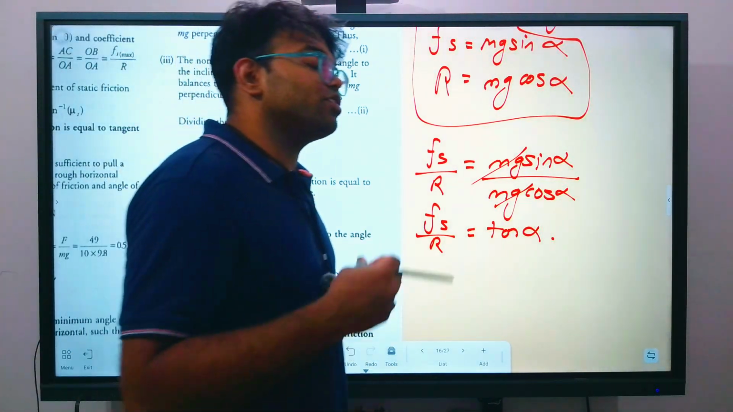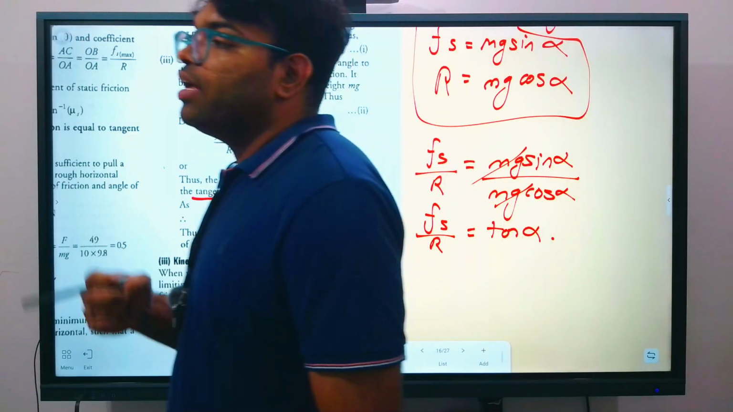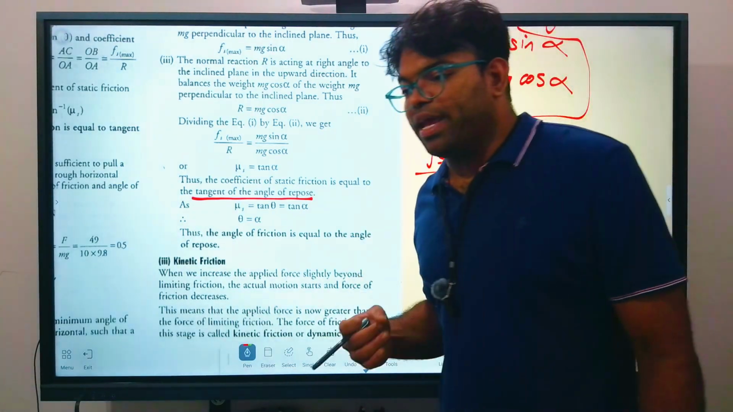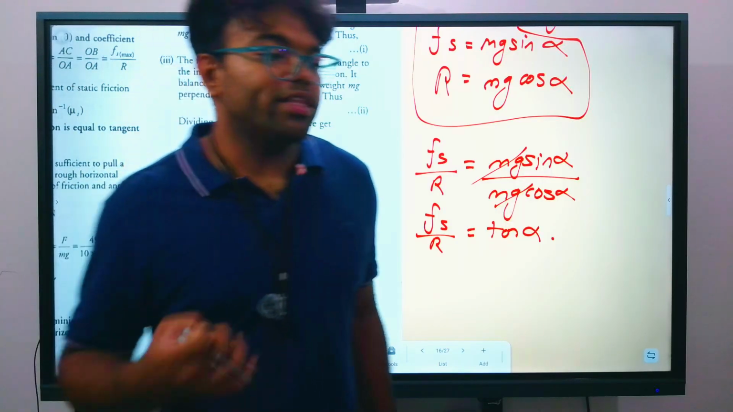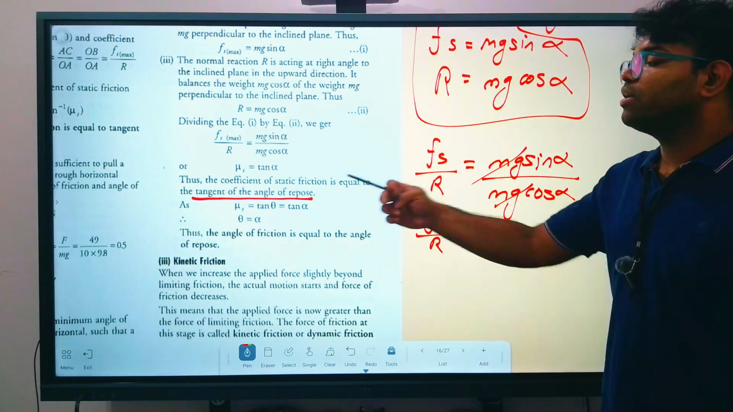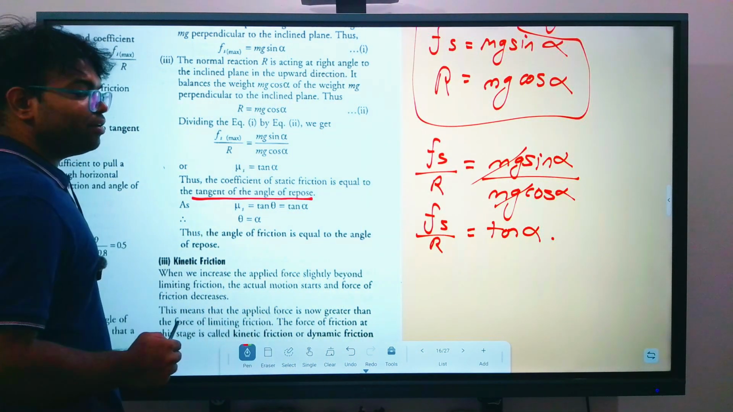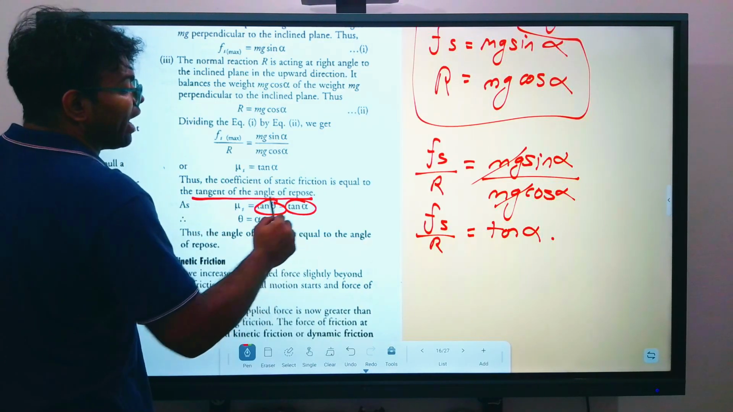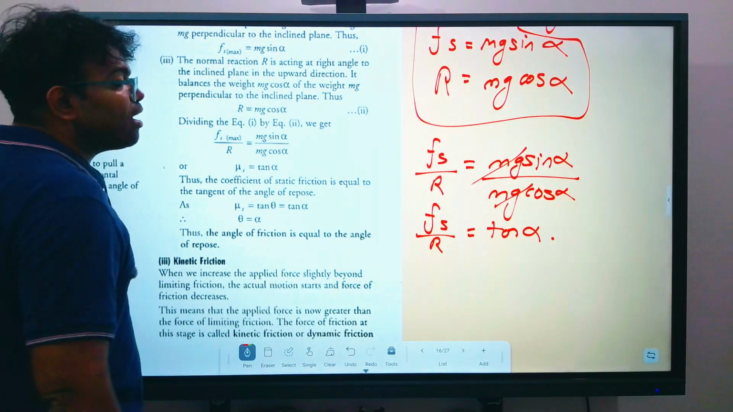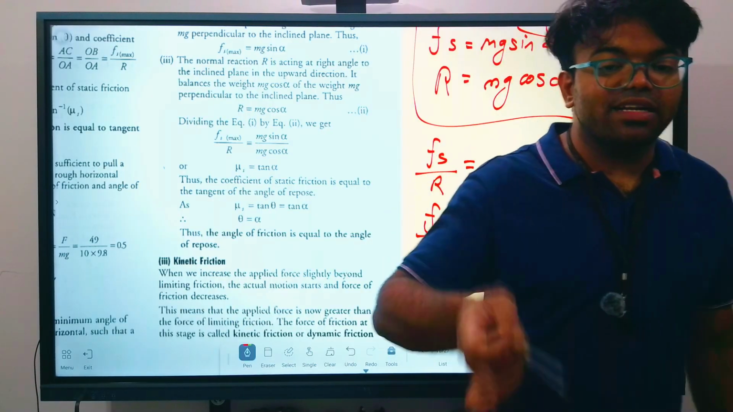Understood? So what is the coefficient of static friction? The coefficient of static friction is defined as the ratio of the static friction upon the normal reactionary force. Now, when the object is placed on an inclined plane with an angle alpha called the angle of repose, the coefficient of static friction becomes equal to tan alpha. Understood? Now, tan theta is equal to tan alpha. Now, at the angle of repose, what do you have to understand? The angle of repose becomes the angle of the resultant force.